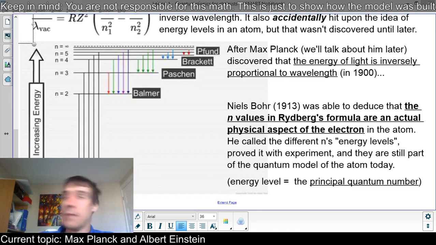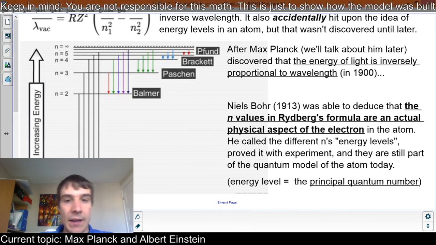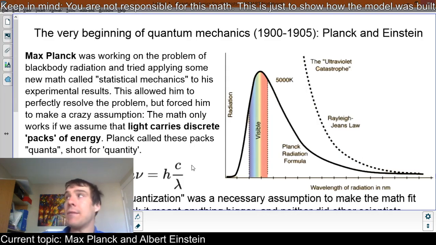Okay, so now we're going to talk about Max Planck and Albert Einstein. We just finished talking about how a lot of this came from spectroscopy. So here's the beginning of quantum mechanics, the very, very beginning of quantum mechanics. Once again, you're not responsible for any of this math. You'll see it in grade 12 physics, but we don't do anything with this math in chemistry, not in grade 12 chemistry anyway. So Planck and Einstein.